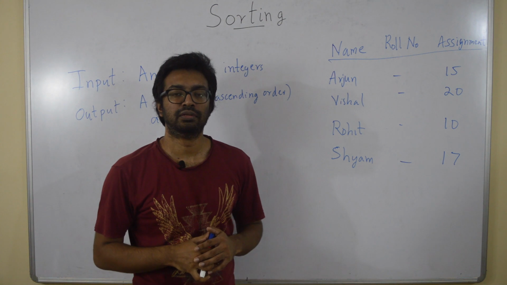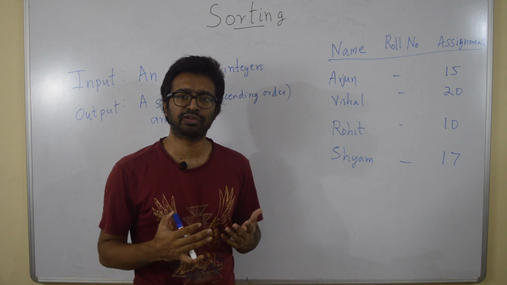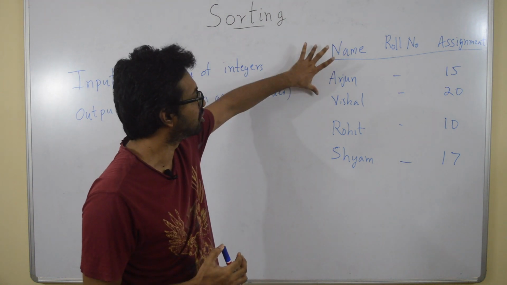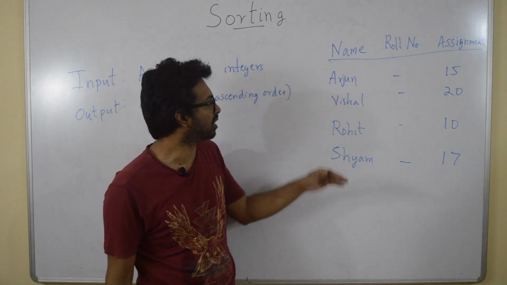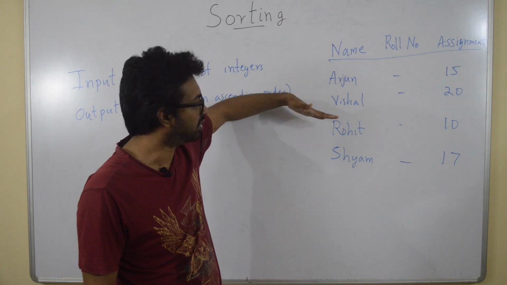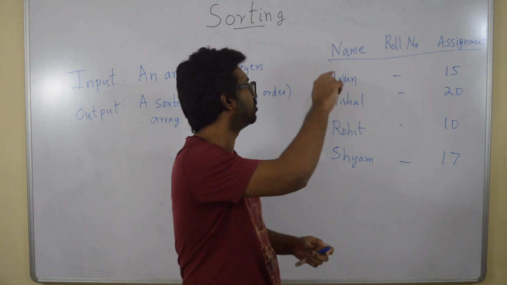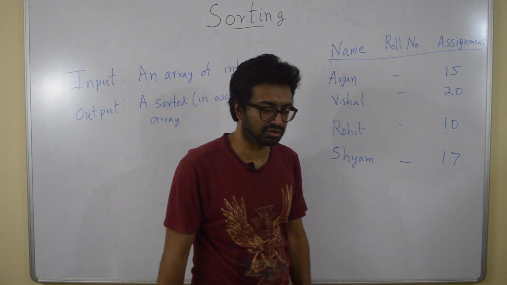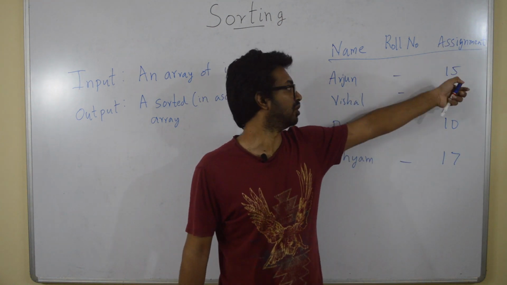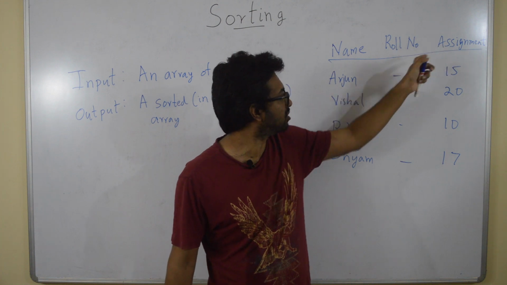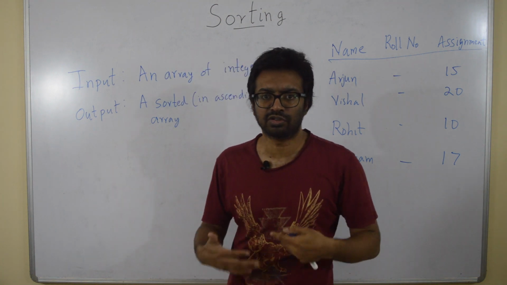So this will be something in my Excel sheet, and something which will always come up is, okay, I want to sort these rows in ascending order of your names. I would want Arjun first, and then Rohit, then Shyam, and then Vishal. In the Excel sheet you just have to click here and sort it. It's as easy as that. Or I would have wanted to sort it according to the assignment marks, so the top assignment, 20, should come here, like Vishal and 20, etc.